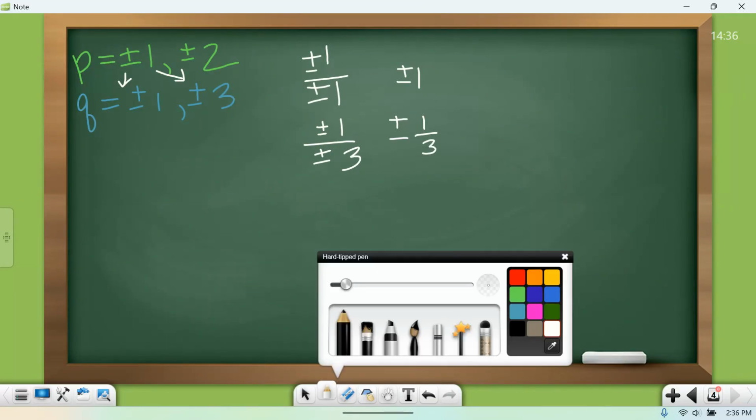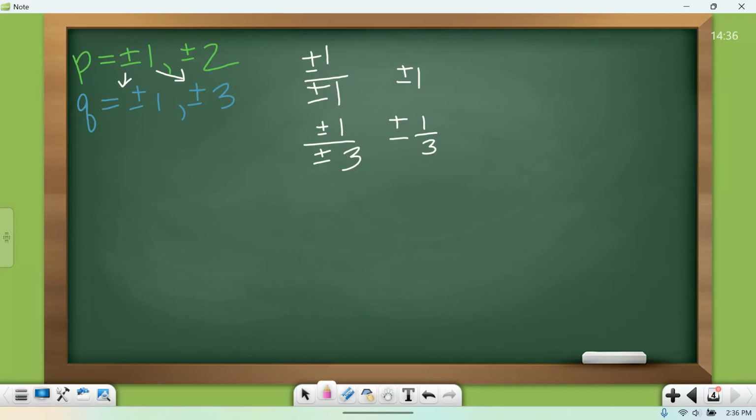Then I'm going to go now to my second one. So let's go to the 2. Now I've got to put the 2 on the 1. So I have positive or -2 divided by positive or -1. Once again, what's 2 divided by 1? 2. And then I have the positive and negative for both of those.